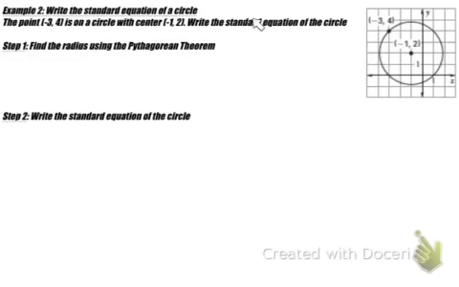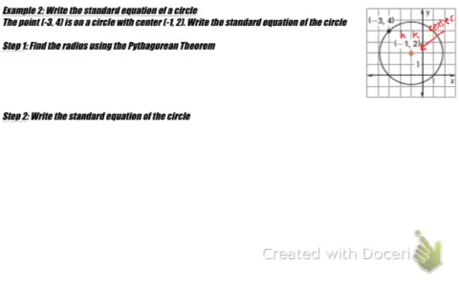The first thing that we know is that there's a point (-3, 4) and a center of (-1, 2). So the center is right there. So there's our center. So we know right away that our h is -1 and our k is 2. Now we're only missing a radius.